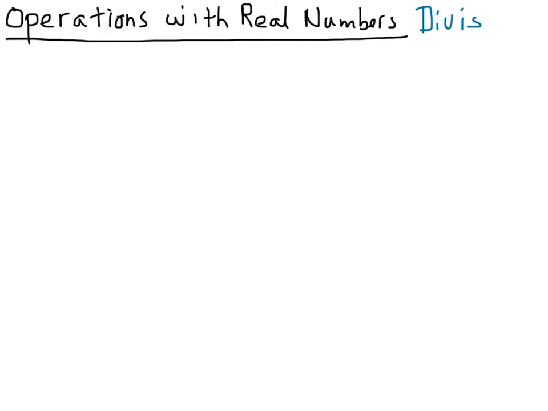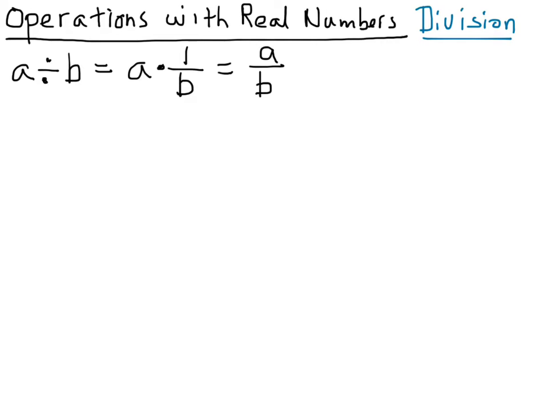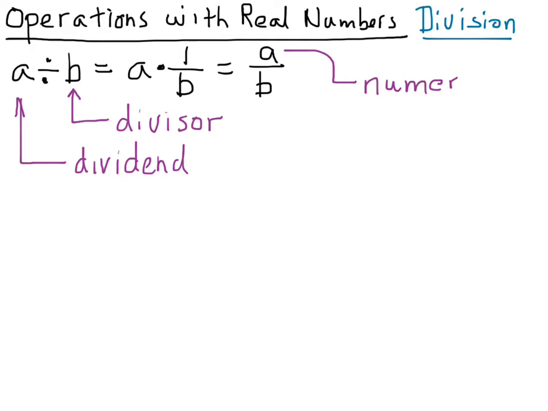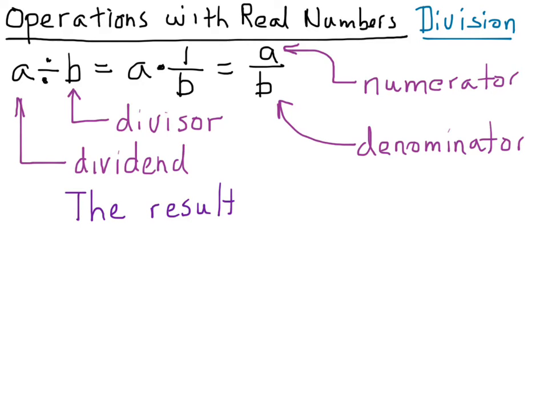Okay, so next we have division. A divided by B is the same thing as A times 1 over B, or A over B. Now here's the terminology. The first number, that A, is the dividend, B is the divisor, and we've already used the terms numerator and denominator for that ratio. That's the answer. The result is the quotient.